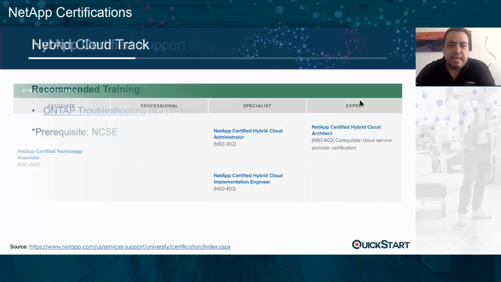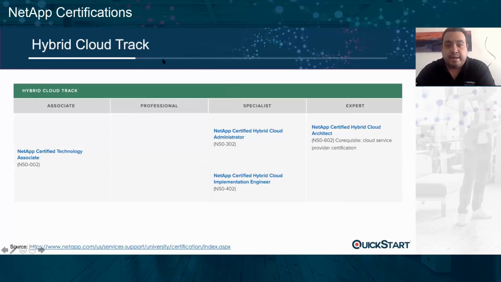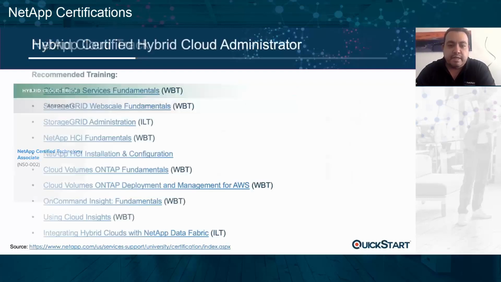Now, let's go with the cloud track. On the cloud track, if you want to, you can also take the associate. There is no NCDA. There is no prerequisite as an NCDA to be a cloud specialist. And as you can see, NetApp offers 3 different certs. The first one is called NetApp Certified Hybrid Cloud Admin. The second one, it's Implementation Engineer. And the last one is called Cloud Architect. Let's go one by one so I can show you a few details.